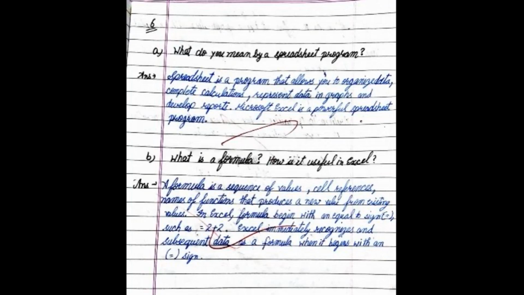Now part 6, question number A. What do you mean by a spreadsheet program? Spreadsheet is a program that allows you to organize data, complete calculations, represent data in graphs, and develop reports. Microsoft Excel is a powerful spreadsheet program.